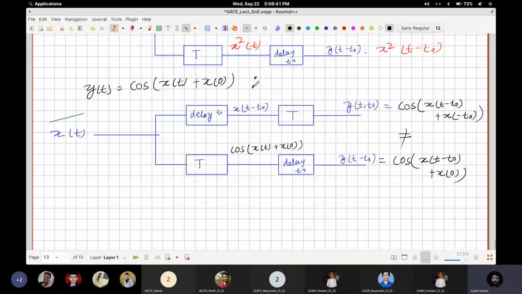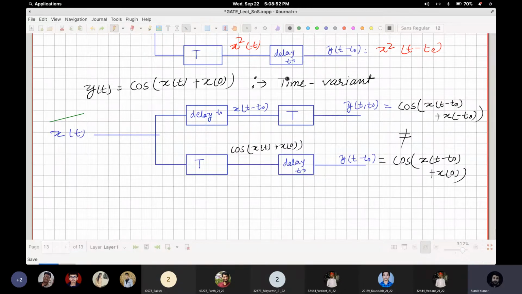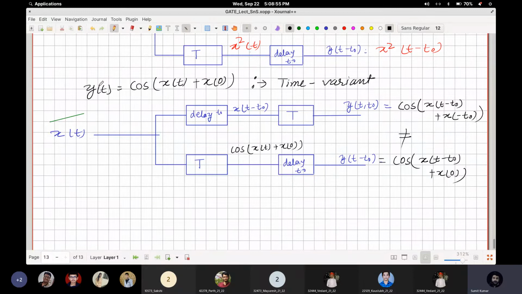So this system is going to be time variant. Okay, so it's very easy to see. If you solve some problems, it will be very easy for you to see all these things. Okay, is this clear? So time invariance and variance is clear to all of you?